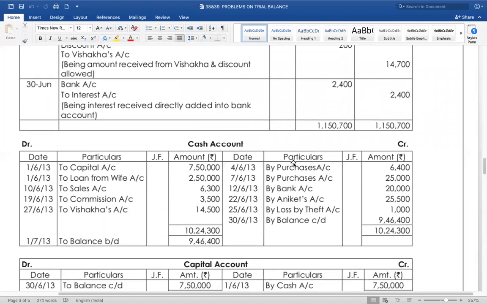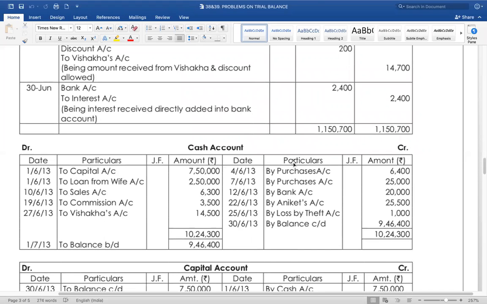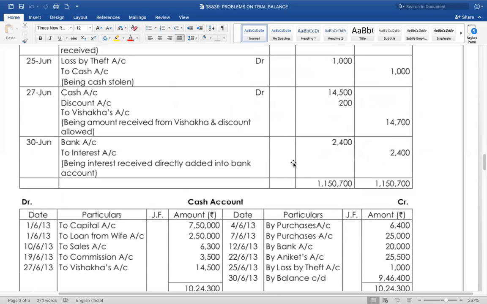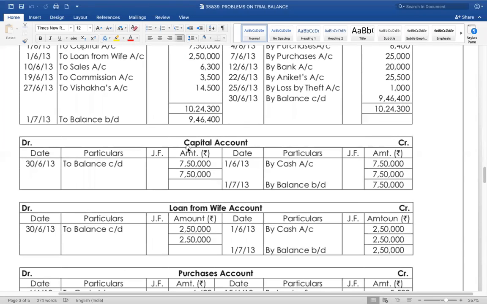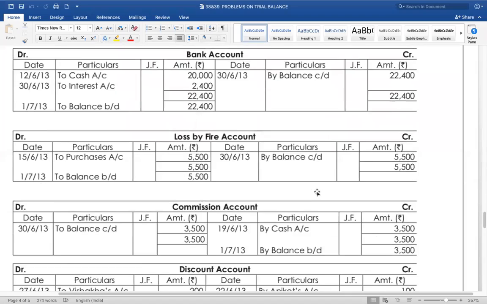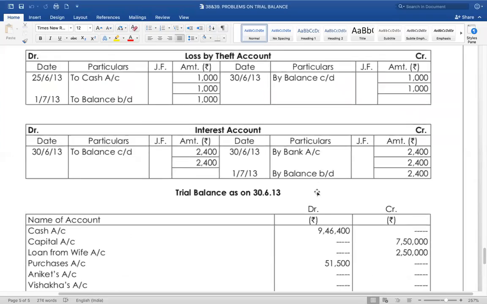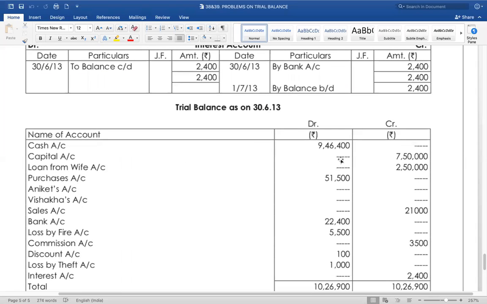I think this is a bigger account, so we have taken more time. Likewise, capital account. Who has provided the capital? Capital account by cash, 7,50,000. There's nothing on the debit side, so the balancing figure is 7,50,000, and this shows credit balance. In the trial balance there's nothing in the debit column, because capital account always shows credit balance, 7,50,000.